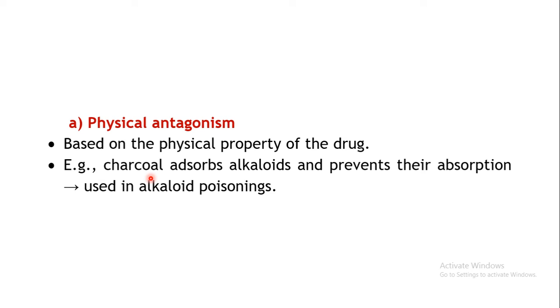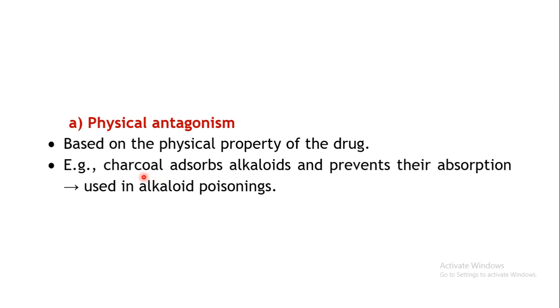So charcoal can adsorb alkaloids. Okay, so by adsorption of alkaloids on the charcoal, what will happen? The free form of alkaloids, the soluble form of alkaloids, will not be available. Okay, so it will prevent the absorption of alkaloids. Absorption of the alkaloids is prevented because charcoal, because of the surface phenomenon, starts adsorbing the alkaloids. So alkaloids will be adsorbed on the surface of the charcoal and their absorption will be inhibited.